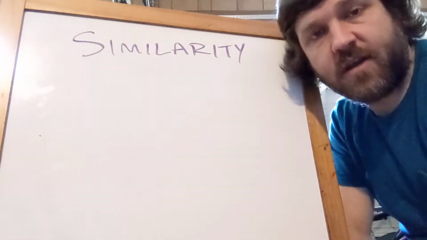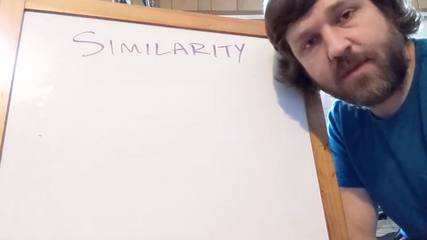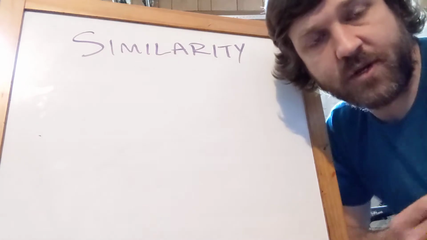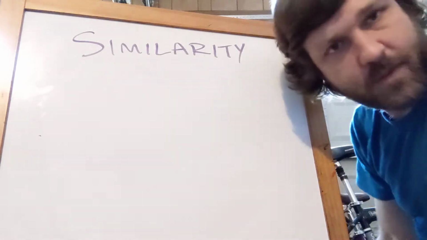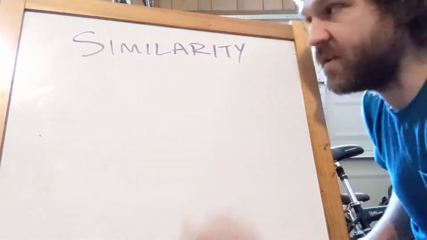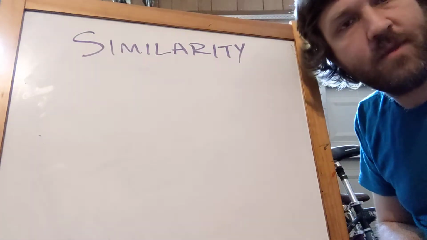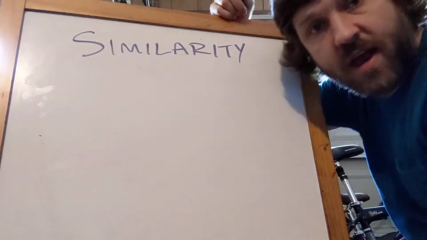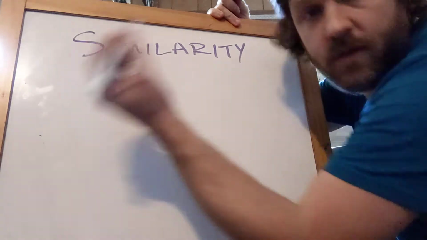All right, in this video, we're going to talk about similarity. And this is going to be related to the proportion stuff we were doing in the last lesson, but it's going to be applying it to geometric figures. So when we talk about similarity, what we mean is kind of like the triangle diagram I drew in the last video.